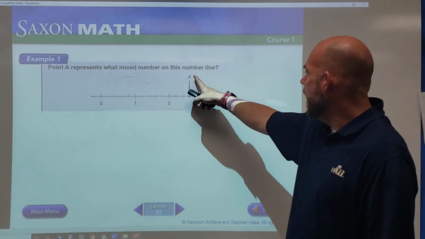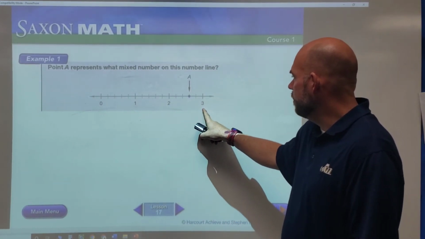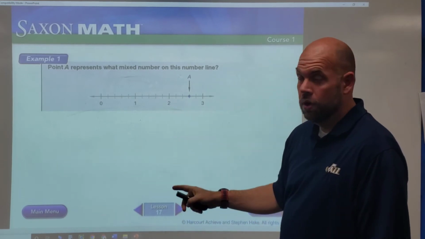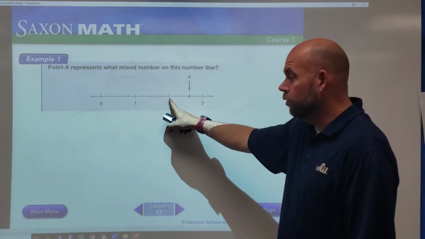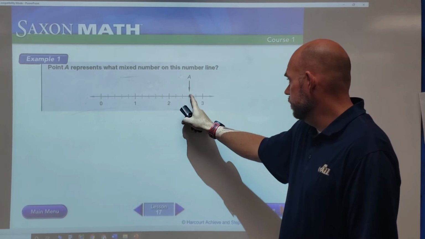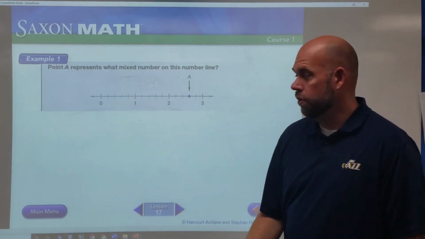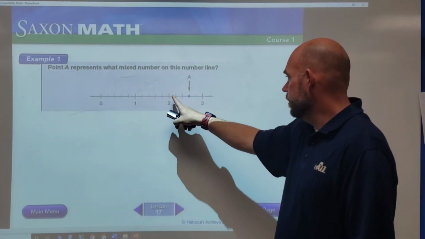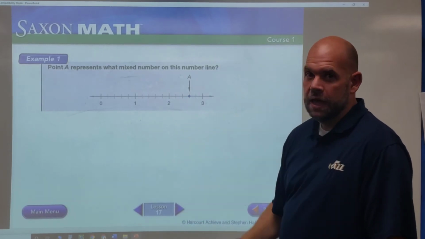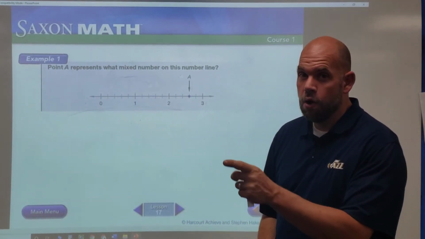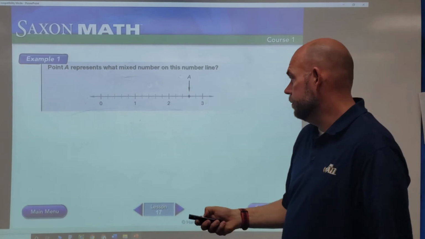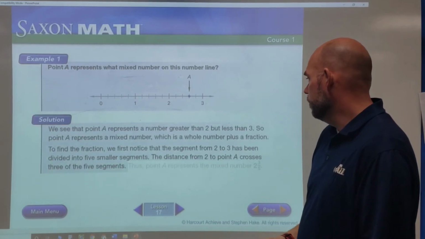Here we see A is between 2 and 3, but it's not exactly there. So where is it? Well, we have to count the total number of segments first: 1, 2, 3, 4, 5. So if it's 5 total segments from 2 to 3, and A is at 1, 2, 3, it would be 2 and 3 over 5, or 2 and 3/5. Okay? So we can do that.